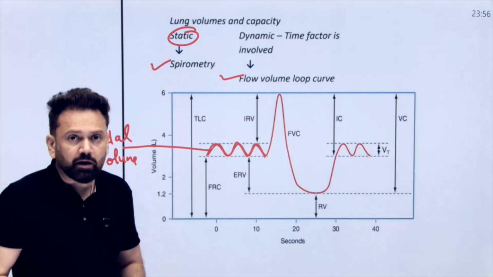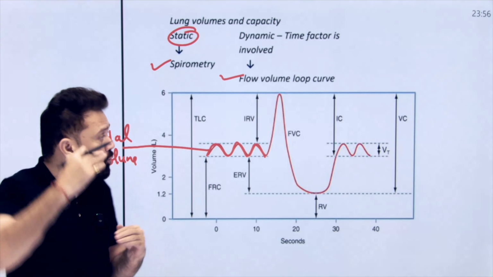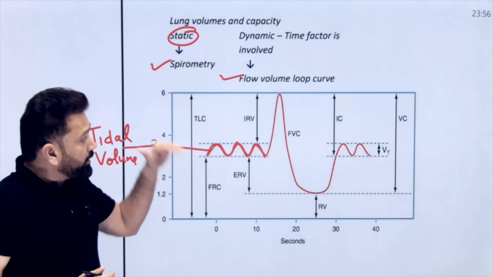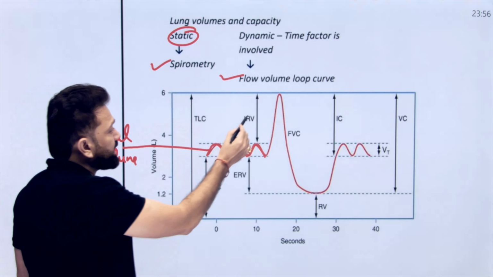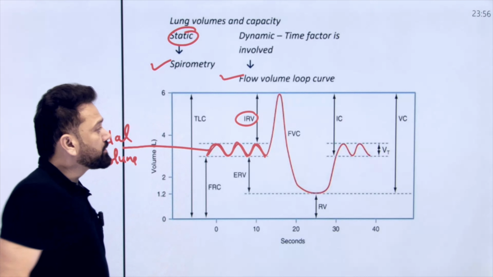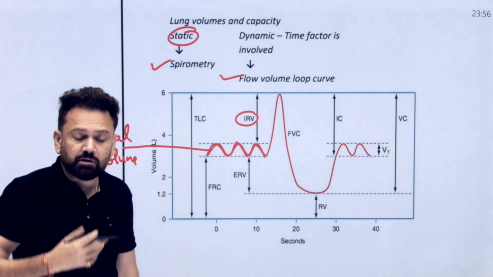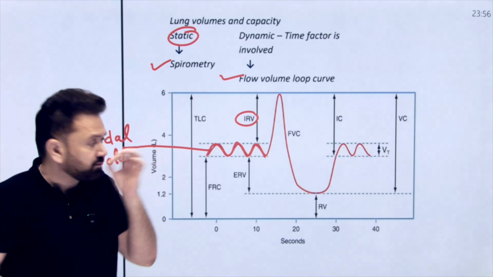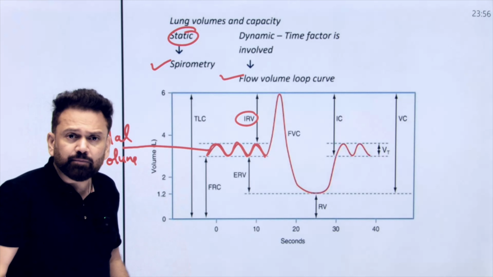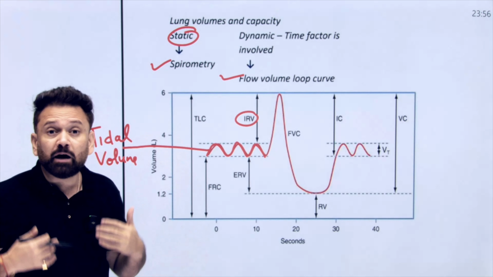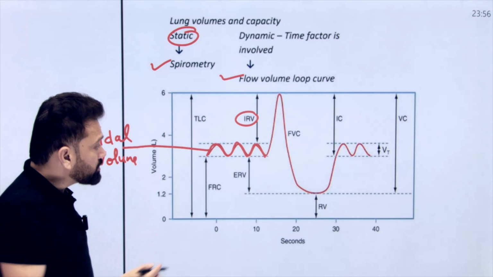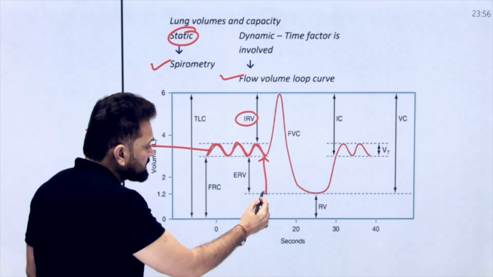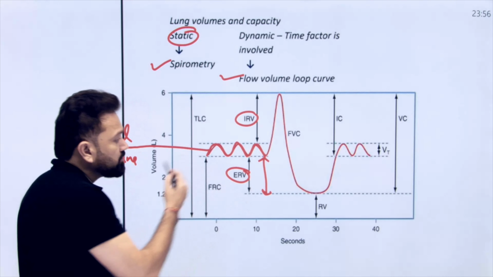And the amount of air which you can take above and over the tidal volume is called inspiratory reserve volume. So the amount of air which is reserved, which you can take above and over the tidal volume, is called inspiratory reserve volume. Now, when you are expiring, normally it is tidal, but when you expire forcefully, the amount of air which you can expire above and over tidal volume is called expiratory reserve volume.